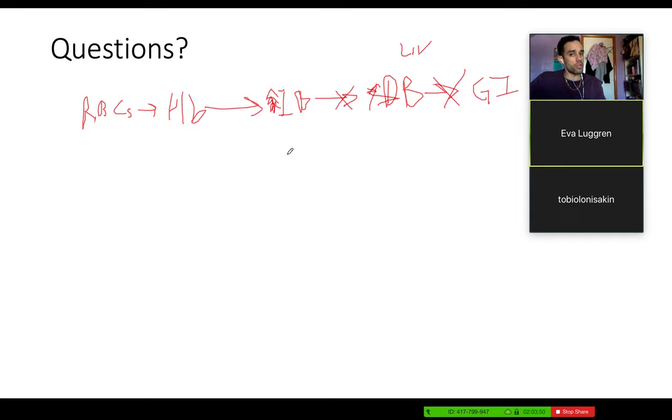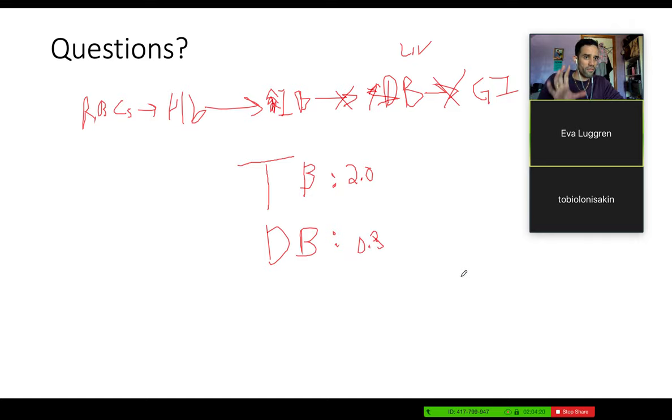When you get these questions, they're going to give you levels of bilirubin. Typically, and I meant to mention this before, they're going to give you total bili and then direct bili. That's it. They don't tell you what the indirect bili is. So they'll give you, say, a total bili of 2. That's pretty high. And then they'll give you a direct bili of 0.3. So when you have a total bili of 2 and a direct bili of 0.3, would we be thinking about a post-hepatic problem here?